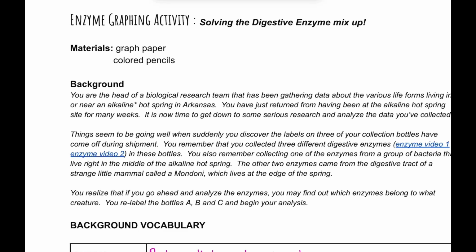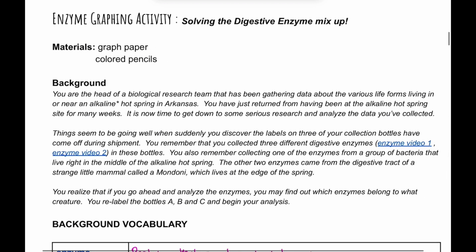Okay, so the first thing that we are going to take a look at is the background information because we need that in order to make our graphs correctly. So it says that you're part of a biological research team and you notice that the labels on your collection bottles have fallen off. But you do remember that you collected 3 different digestive enzymes, and you know that one of the enzymes comes from a bacteria that lives right in the middle of an alkaline hot spring.